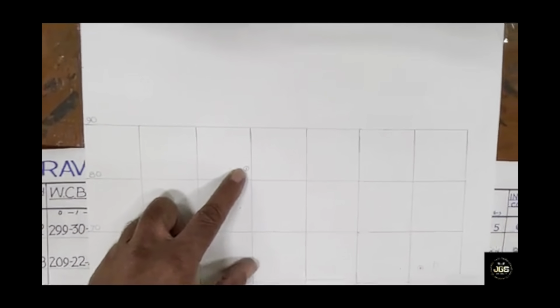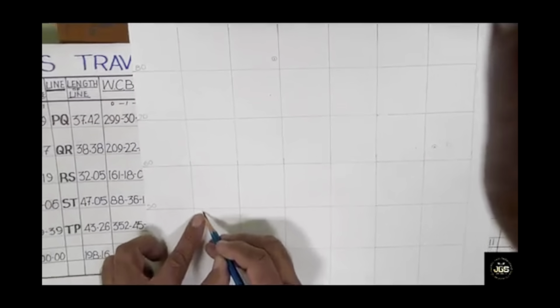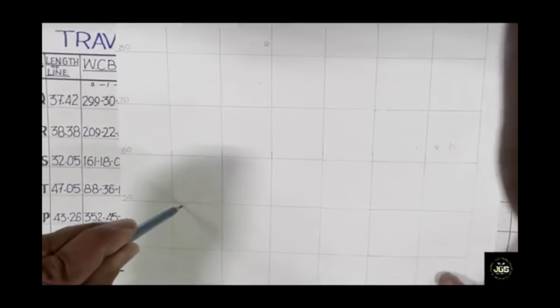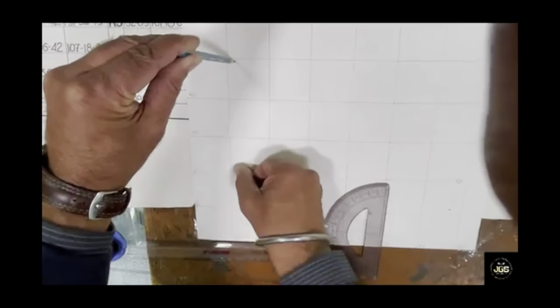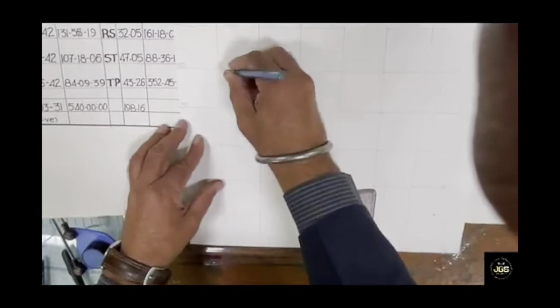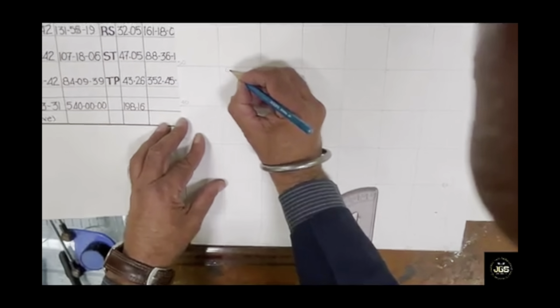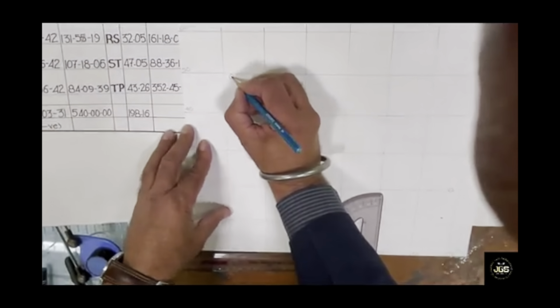Then next is 49 towards north. This is my 50, so 49 is maybe over here. Towards east it is 11. This is my 10th, so this is the point where I can mark this. This is similar to a graph, it is very interesting also. This is that point.